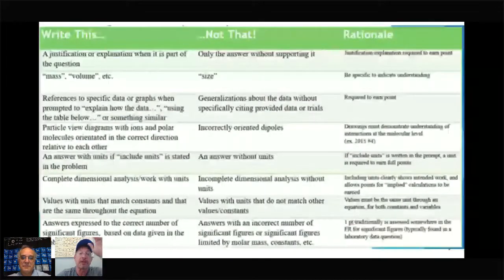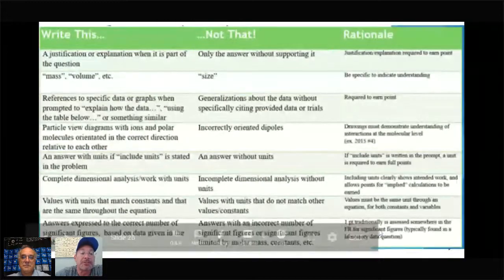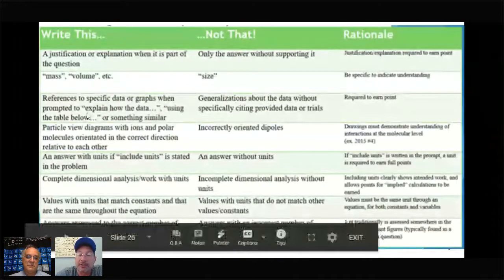Yes, mass and volume. Don't just say size. They have a large size, okay? Well, mention radius, mention volume, mention mass. What are you talking about? Be specific on that. Refer to specific data or the graph in particular.